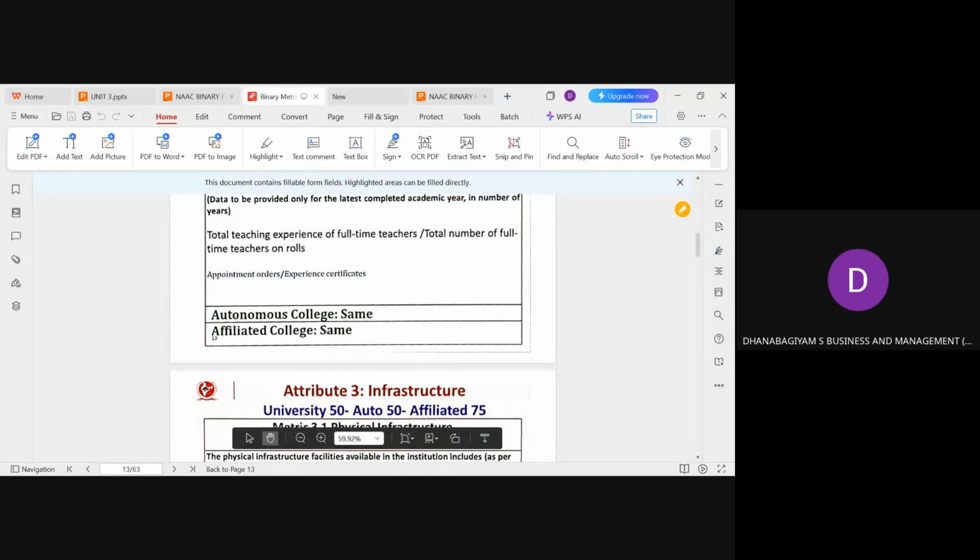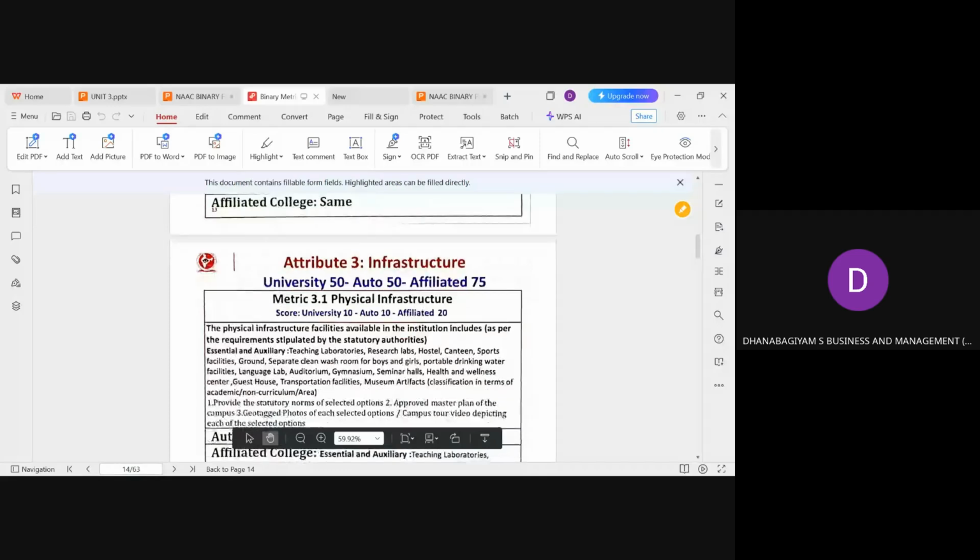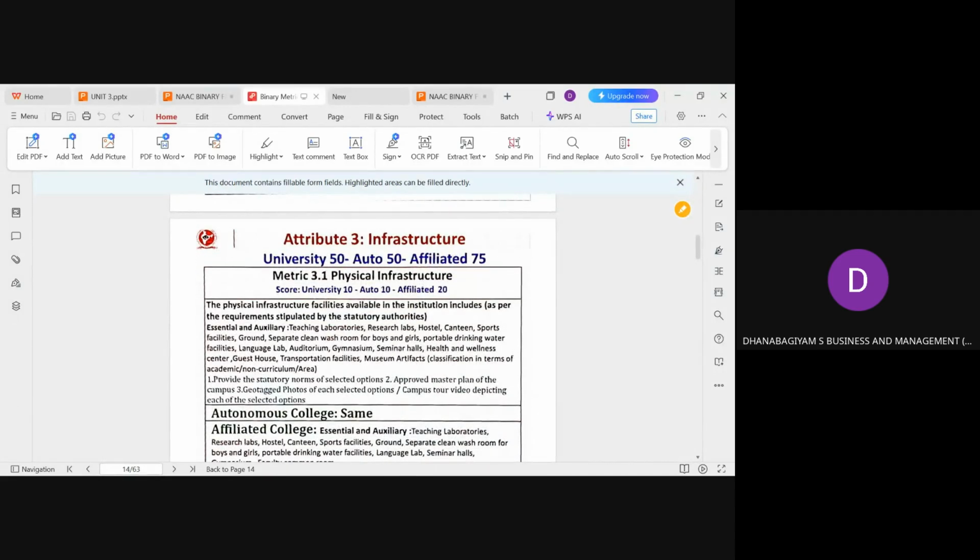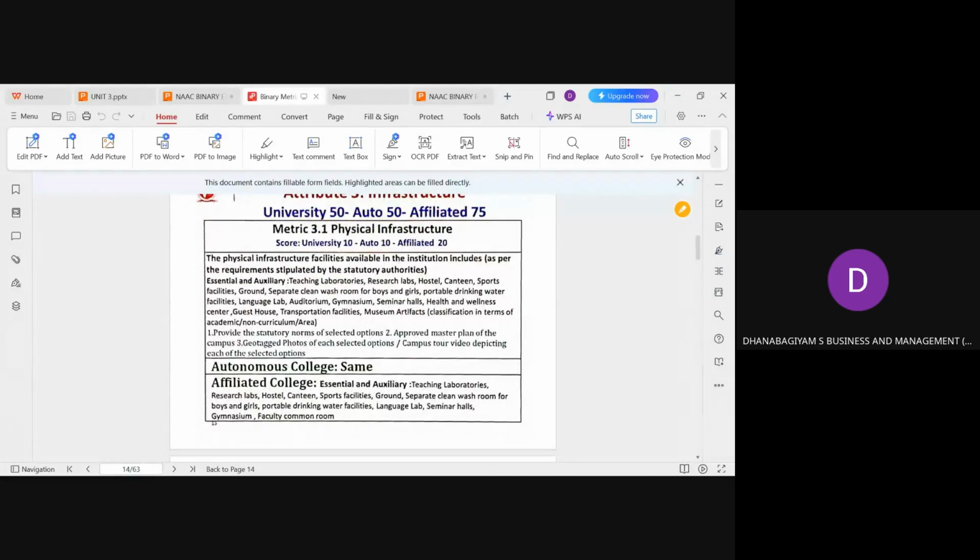Next, when you talk about attribute 3, this attribute talks about infrastructure. Here in attribute 3, we have physical infrastructure, like the facilities available in the institutions, like teaching laboratories, research labs.